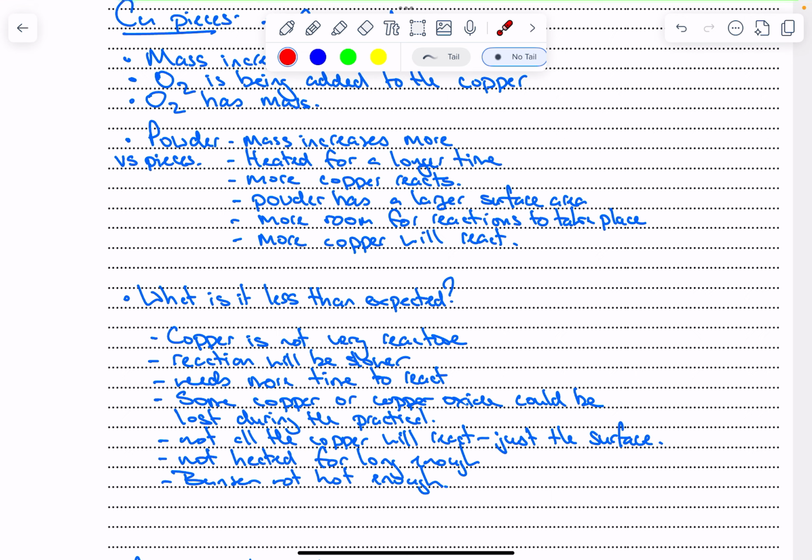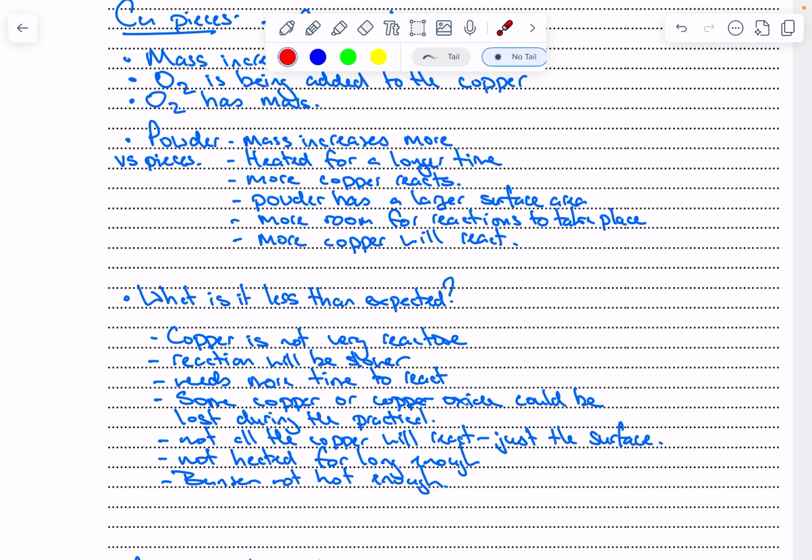Some of the copper or the copper oxide could have been lost during the experiment. So we could lose some of the reactants or some of the products could escape, and that means the masses would be different. Not all the copper will react. Only the surface will react, and that prevents the layers below reacting, so that again will reduce the mass. Maybe it's not been heated for long enough, and maybe the Bunsen burner was not hot enough to make it react in the time that we had.